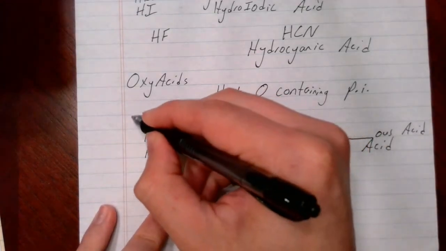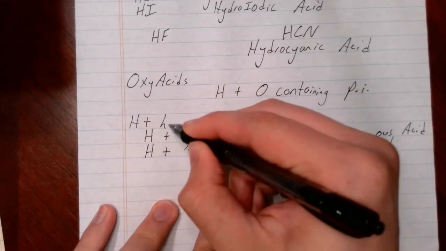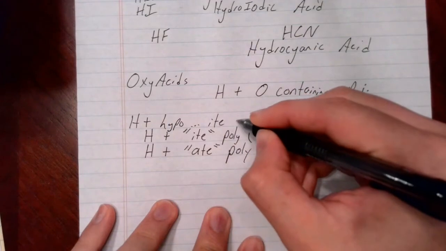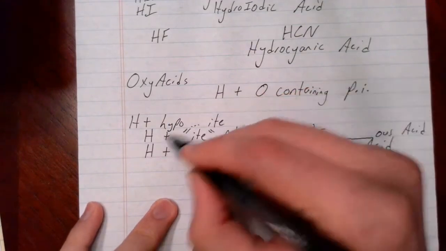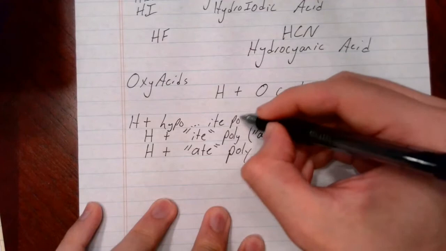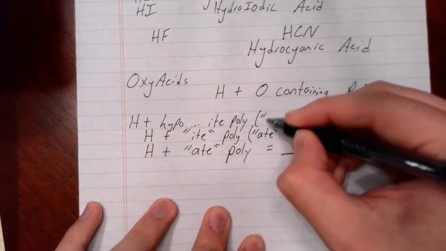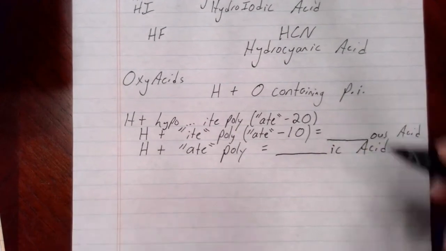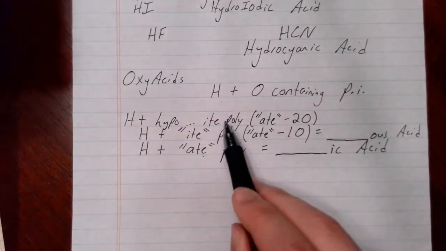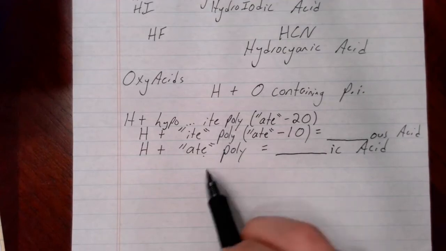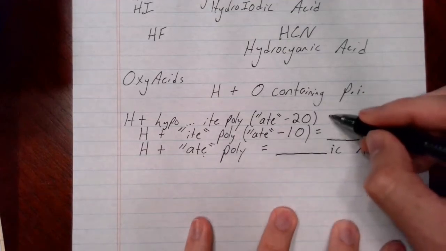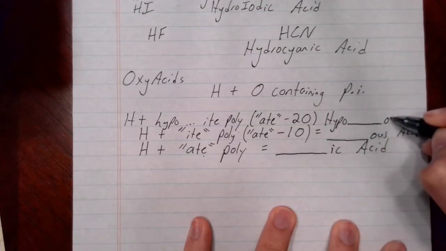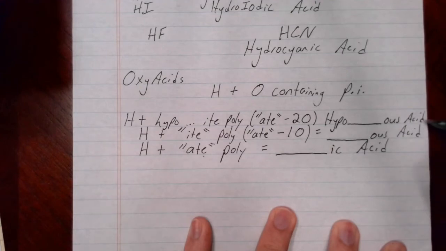Then let's look at H plus the hypo-ite acid, or H plus the hypo-ite polyatomic. What that looks like is the ate polyatomic minus 2 oxygens. So if we're looking at sulfate, SO4, up here we would be looking at SO2. So you just subtract the oxygens. So here our name is hypo, the base, ous acid.